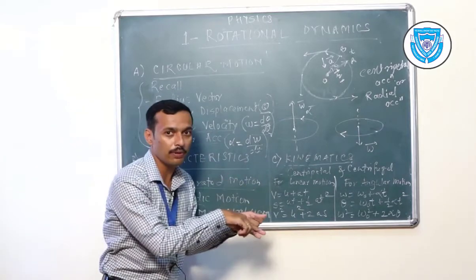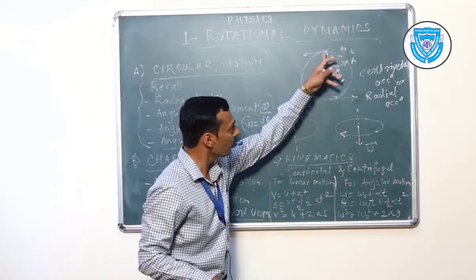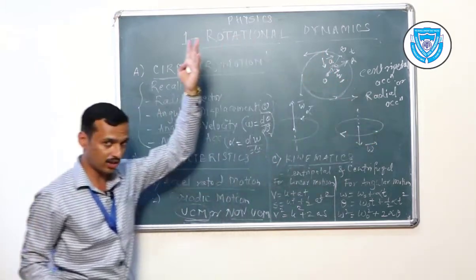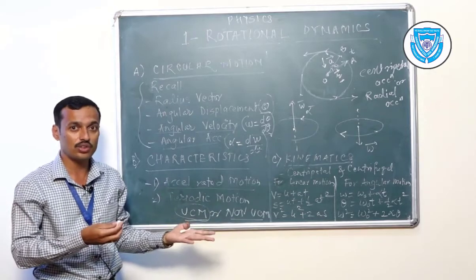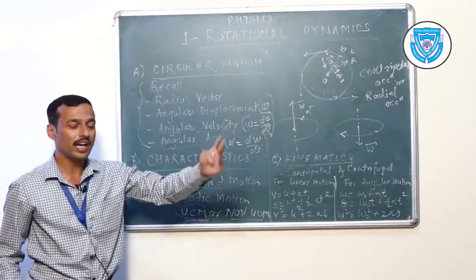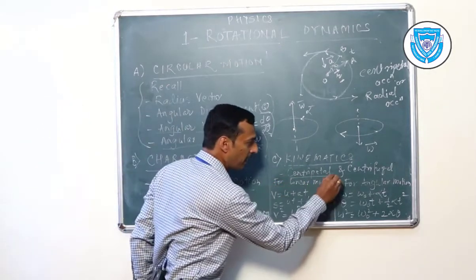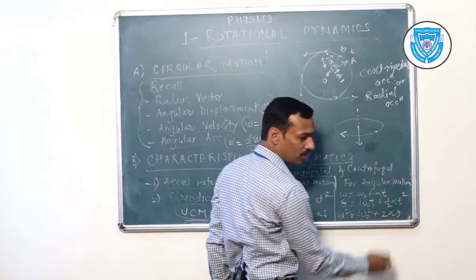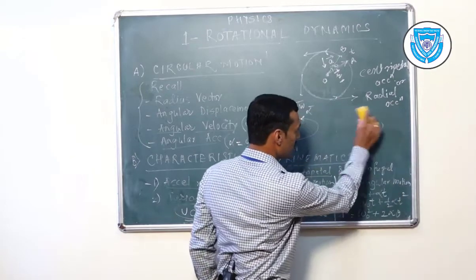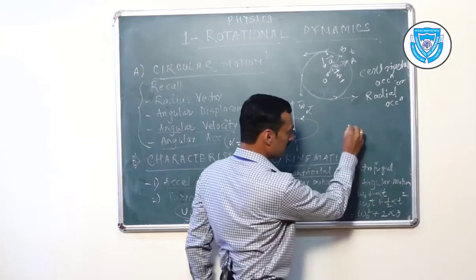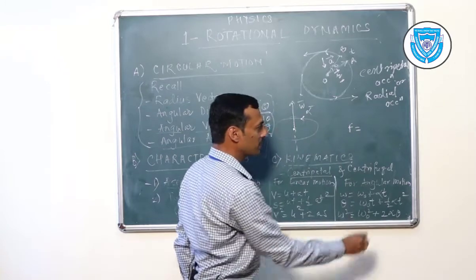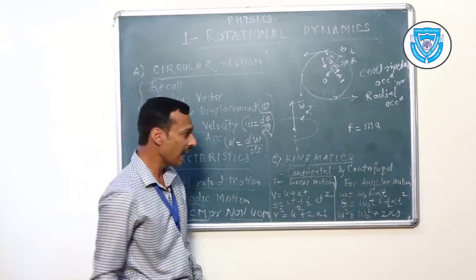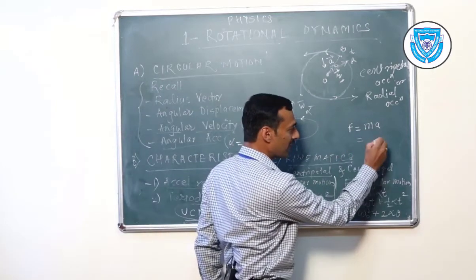Why is it centripetal? Because it is towards the center. So for centripetal acceleration, according to Newton's second law, force is equal to mass into acceleration. So we can write centripetal force here. The equation is: centripetal force is equal to, according to Newton's law, force is equal to mass into acceleration, and for centripetal force we write mass.